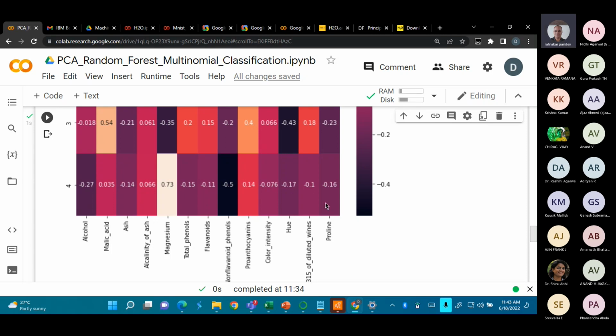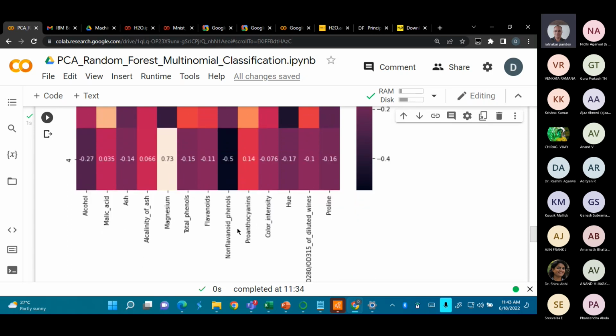Like in absolute numbers, right? Negative 0.5, right? So you can say the top two factors or the top two variables in this component are magnesium and non-flavonoid phenols. The top two variables which sort of explain this component are these two, right?